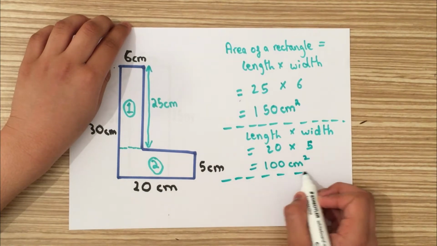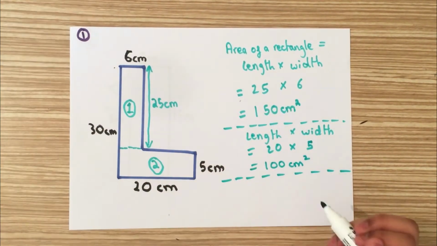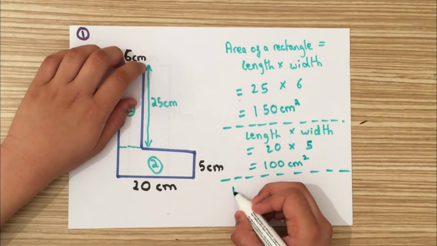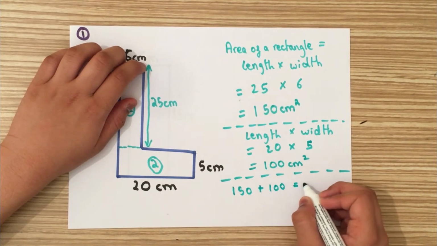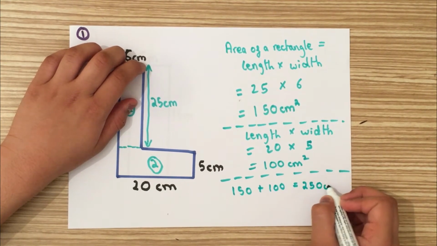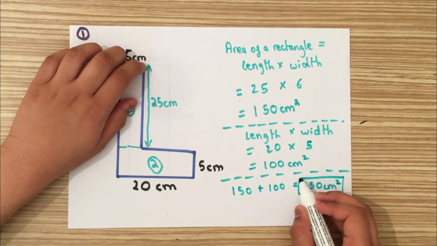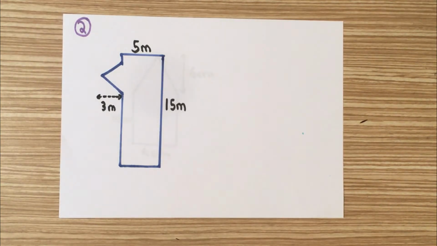Okay, so we found the area of the first rectangle, we found the area of the second rectangle, and now our final step is to sum them up. So we do 150 plus 100. So we get 250 centimeters squared. And that's the area of this compound shape. So it's this easy. Okay guys, here's our next question.